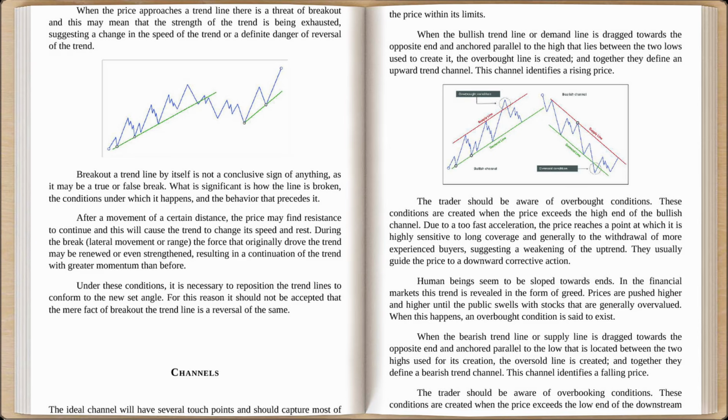The trader should be aware of overbought conditions. These conditions are created when the price exceeds the high end of the bullish channel. Due to too fast an acceleration, the price reaches a point at which it is highly sensitive to long coverage and generally to the withdrawal of more experienced buyers, suggesting a weakening of the uptrend. They usually guide the price to a downward corrective action.